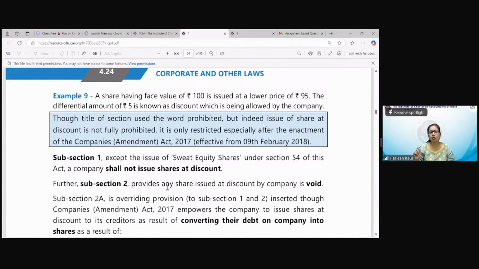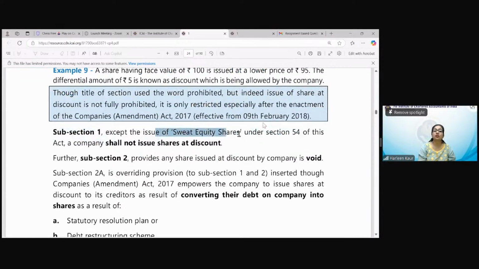So you'll make your smart notes. You will write: section 53 prohibits the issue of shares at discount. Example, write it down. Only two places where it is allowed: number one, for issue of sweat equity shares under section 54, we can issue the shares at discount. Other than this, any shares issued at discount will be considered void.